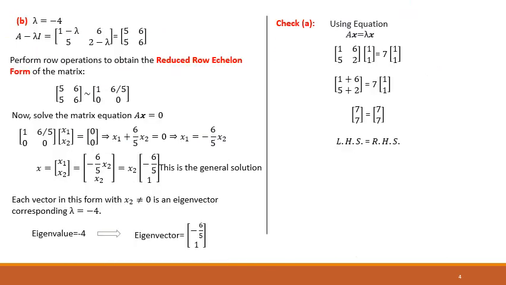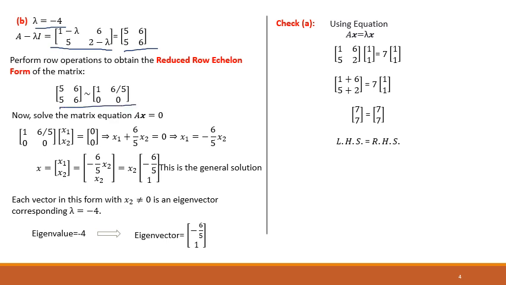So our second eigenvalue is lambda equal to -4. Now we will find the eigenvector for this value of lambda equal to -4. So we will use the matrix obtained in step 1 of the previous slide, and we'll put lambda equal to -4 in this matrix. The answer would be this.